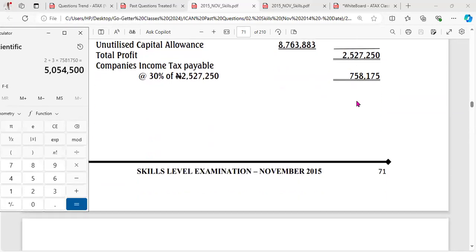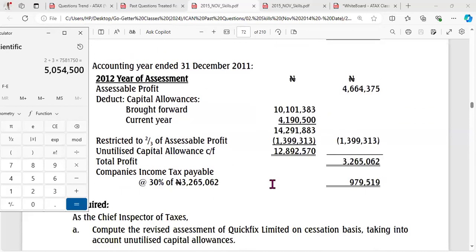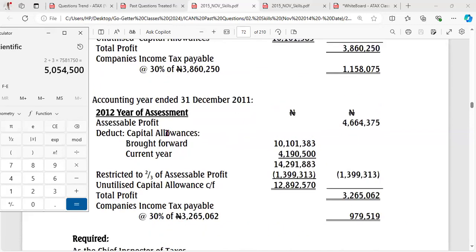All right. Now look at the tax that they paid, 758. We go to this year and look at the capital allowances you brought down. Then you have the current one. You restricted it, of course, which is going to be 2/3 of its 11 million. You're able to pay 7 million, and you take 10 million to the next year. And when you came to this next year, you have accessible profit of 4,664,375.